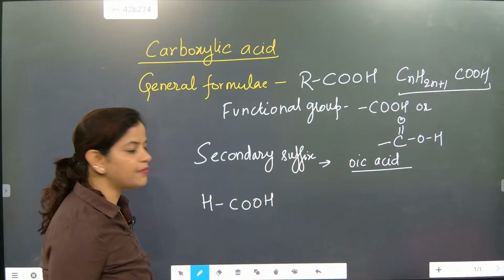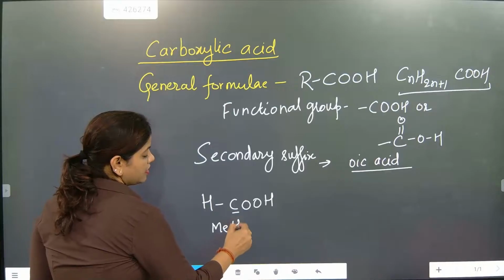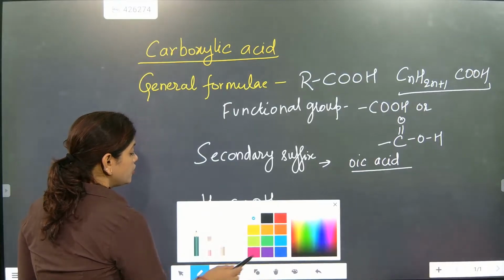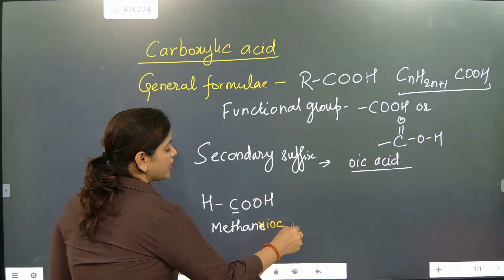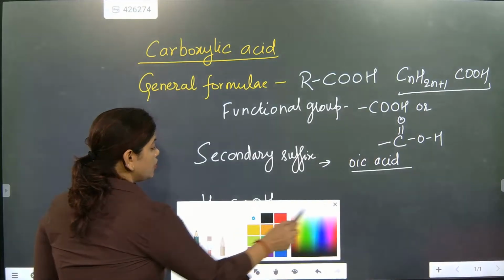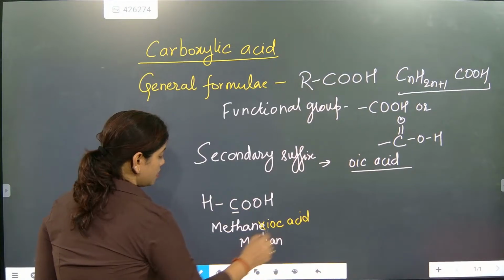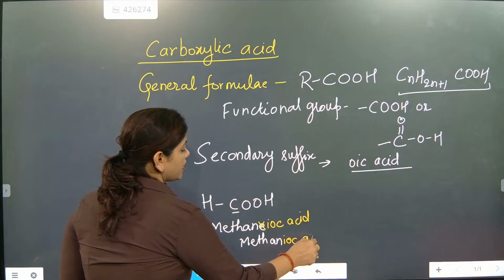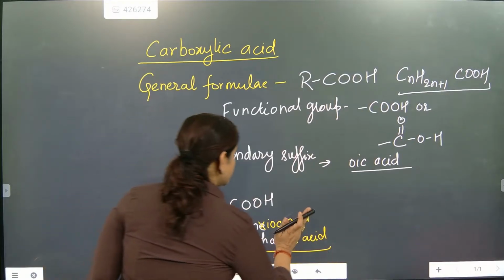Now look here, how can we proceed? Here first only one carbon is there, so methane. You write methane. Then you remove the E of methane and add oic acid. Understood? So what is the new name? Your new name will become methanoic acid.